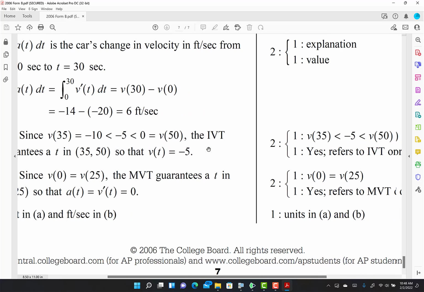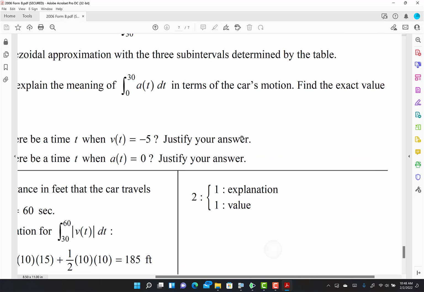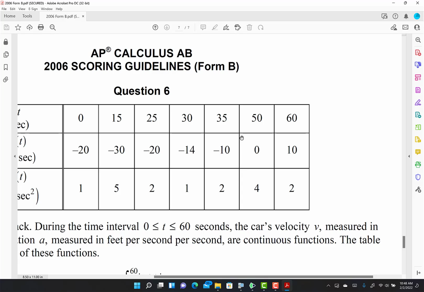How many points was letter C? 2. Notice that they give you a point for saying, oh, it's between this interval. It doesn't have to be that exact interval. You could have said negative at 0 and at 50 at 0. Like, you have to mention that the -5 is between these two numbers. It doesn't have to be that exact one, but it has to be that -5 is between one of these two. Does that make sense? So you could have said v of 0 is -20, v of 60 is 10. And that would have been correct as well. Does that make sense? They're just being exact.